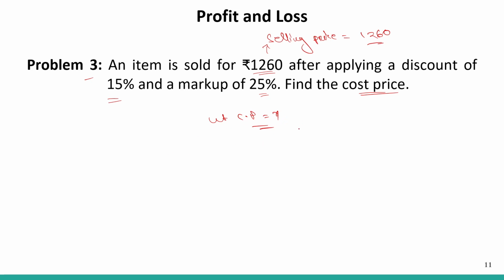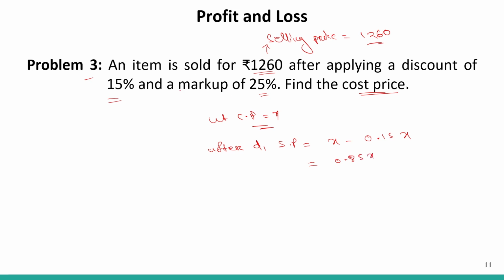So if cost price is equal to X, then after D1, that is discount 1, what we are left with is after D1, SP will be, not 1260. It will be X minus 0.15 X, right? Because we have 15% discount. So after the 15% discount, the amount will be 0.15 into X, that is cost price into 15%. So after subtracting that much from the cost price, what we are left with is 0.85 X, right?